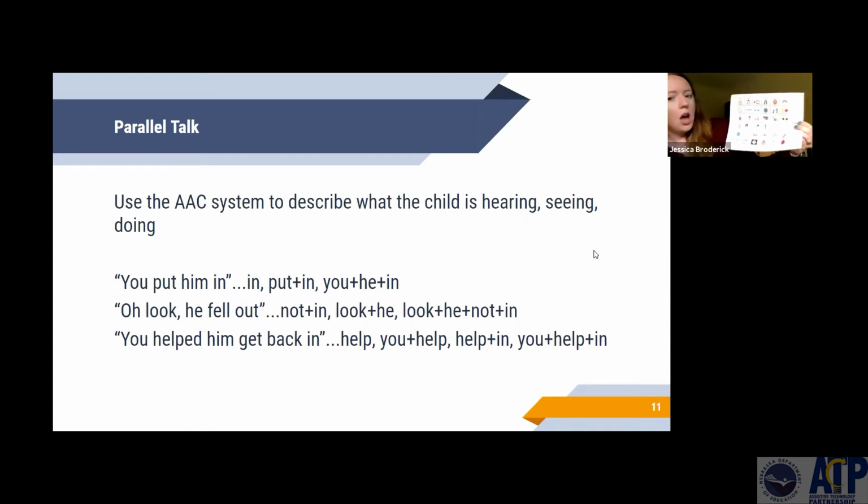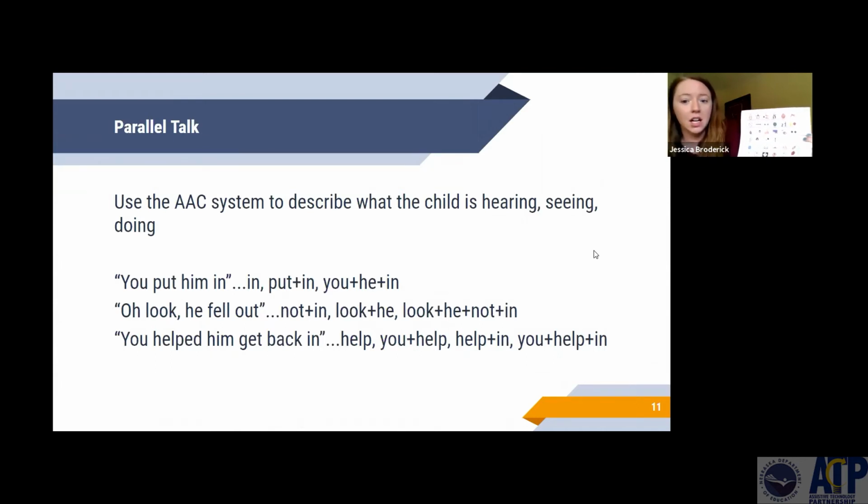So I might be saying, oh, you put him in. And I'm pointing to the word in. I'm not sure how well that shows up. Or I could model, oh, you put him in. Depending on where my child is at, I could model one word, I could model two words, I can model you, he, in. And then the next thing that happens, I'm just narrating that, and it might be, oh, look, he fell out. So I might say for that one, not in. Oh, look, out.